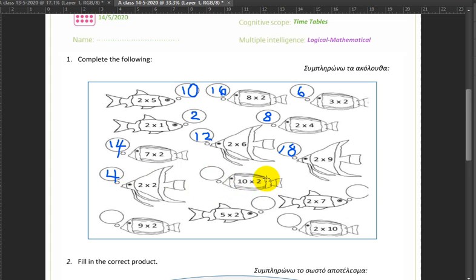10 times 2, we had these multiplications with 10 before. Well, we could also say the double of 10, so 20, because 10 and 10 makes 20. 2 times 7, so now the double of 7, 14. Here we have 2 times 10, so 10 and 10 makes 20 again. 5 times 2 means double of 5, so 10. And lastly, here we have 9 times 2, so the double of 9, 18.